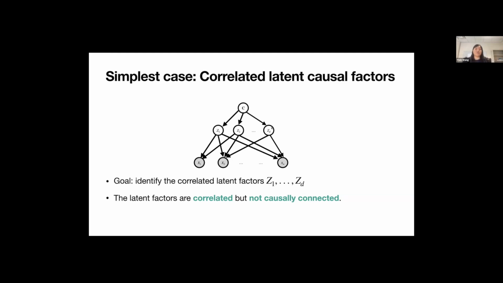All right. Importantly, these latent causal factors don't causally affect each other, to reflect the situation that we can change the pitch of the car without changing the elevation of the car. They're all independently controllable, so they don't causally affect each other, but they can be correlated because they can share some unobserved common factors that induce their correlation. So our goal is, even though they're correlated, we still want to identify the latent factors Z1 up to ZD. But we're going to start with the simpler case where these latent factors are not causally connected, but just correlated. So how do we deal with this?